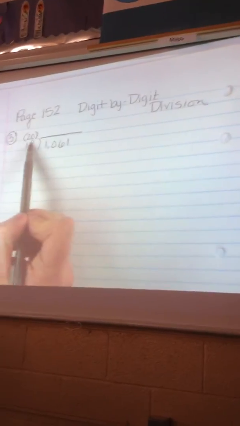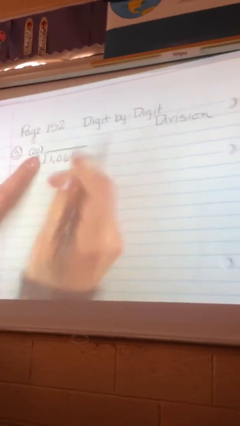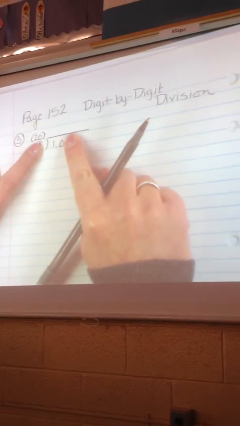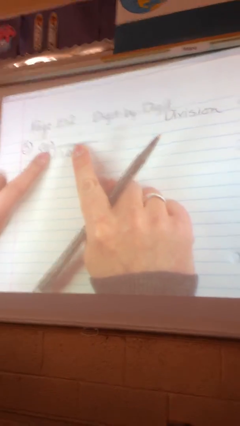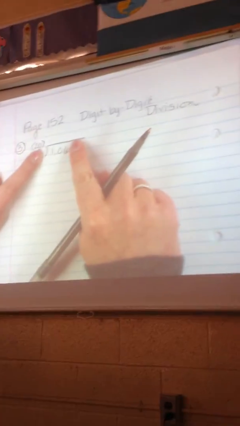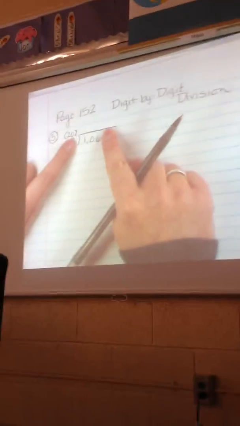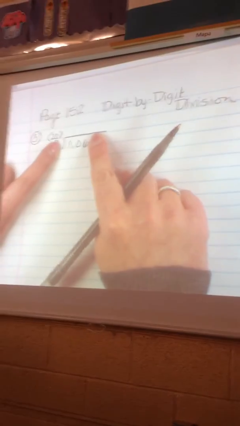The next step is to think, can 20 go into 1? No. Can 20 go into the next number, which would be 10? No. So I'm going to go to the third digit. Can 20 go into 106? Yes. So 106 is my next number that I'm going to round.